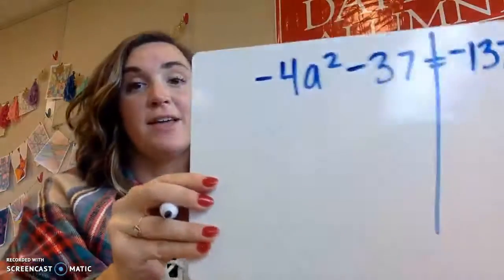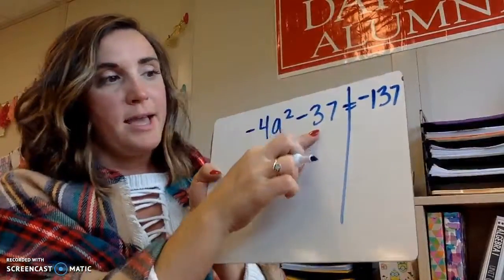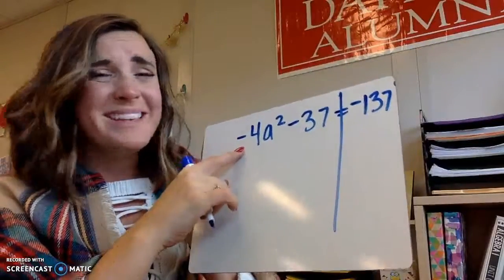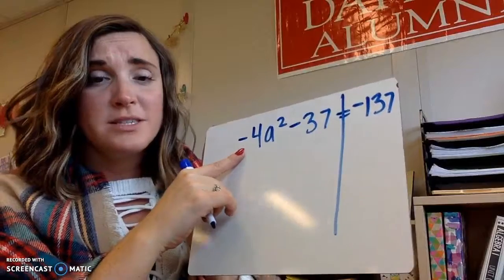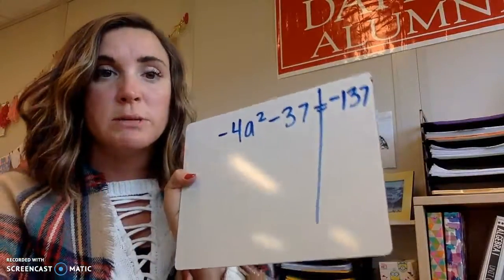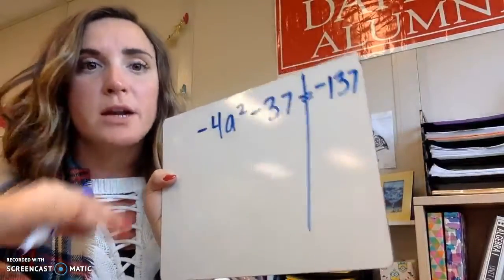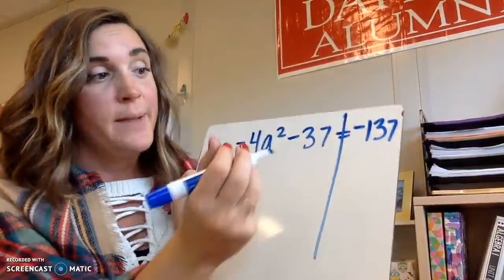All right, so 17 is negative 4a squared minus 37 equals negative 137. Okay, lots going on here. Don't let this negative throw you off. This is technically going to end up being 3 steps. This is your intro to multi-step equations, which is the next thing that we're going to do starting next week after your quiz this Friday.